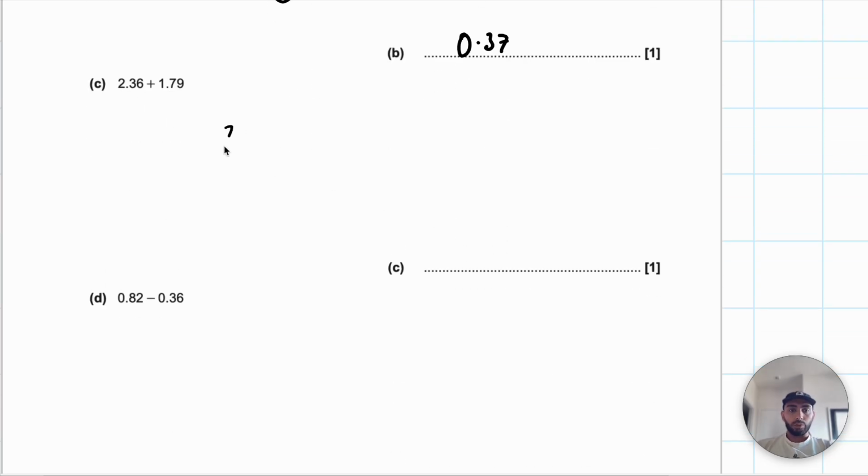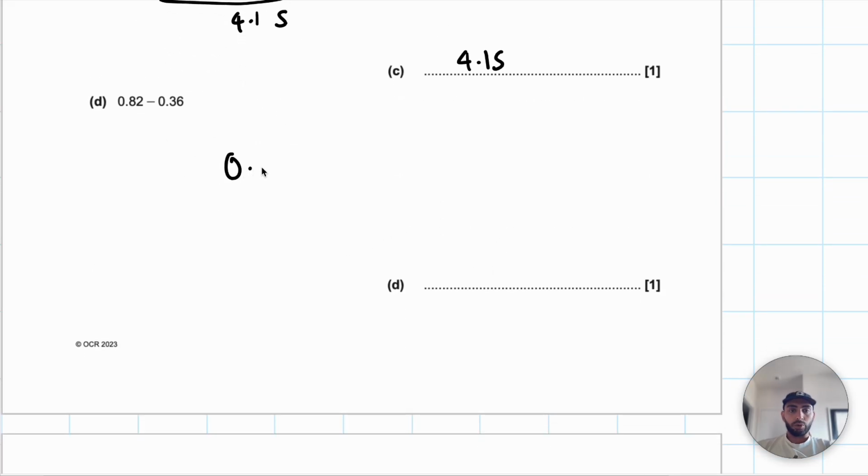Part C, 2.36 plus 1.79, making sure everything is in columns, hundredths, tenths, and the units. 9 add 6 is 15. Carry the 1. 1 add 3 is 4. 4 add 7 is 11. Carry the 1. 2 add 1 is 3. Add 1 is 4. 4.15.